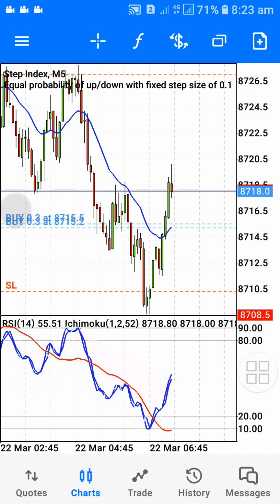Alright, I'm going to be showing you another beautiful strategy, but this one is not for Boom and Crash. We are going to be using this one to trade VIX 75 and Step Index. Alright, so that's what we are using this one for.